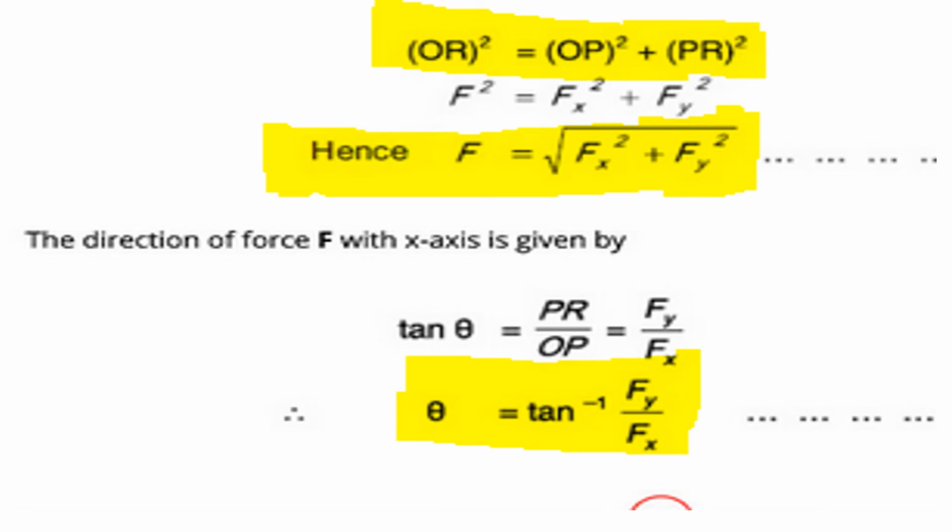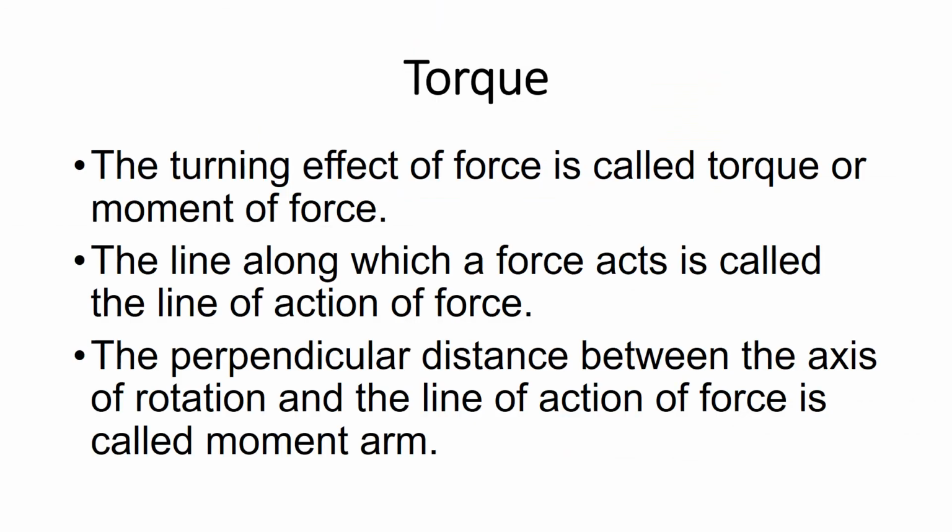It is equal to Fx square plus Fy square, and by taking the square root on both sides we find the resultant force F is equal to the square root of Fx square plus Fy square. Next we have to find the angle. As we are given the y and x components, you know that tan theta is equal to perpendicular over base, opposite over adjacent. So theta is equal to tan inverse of Fy over Fx.